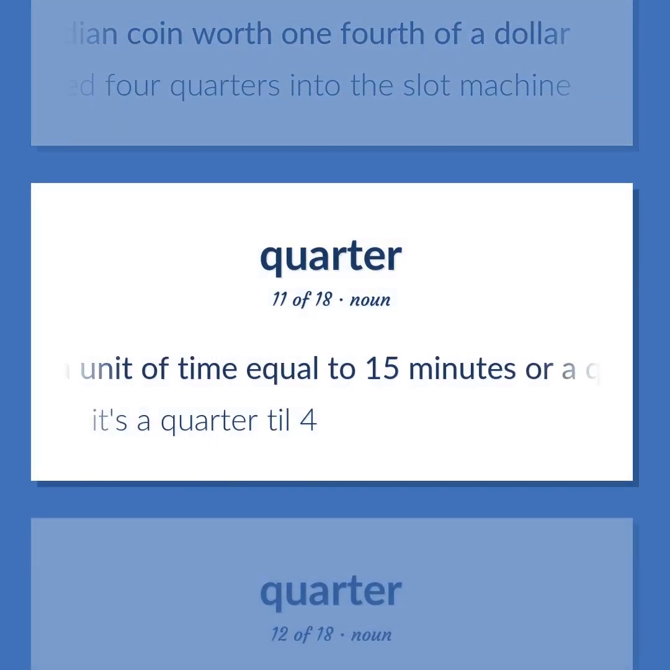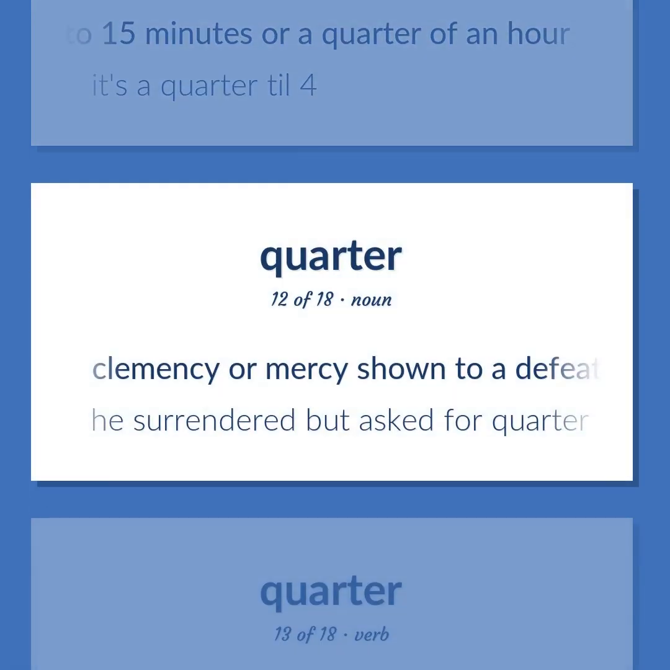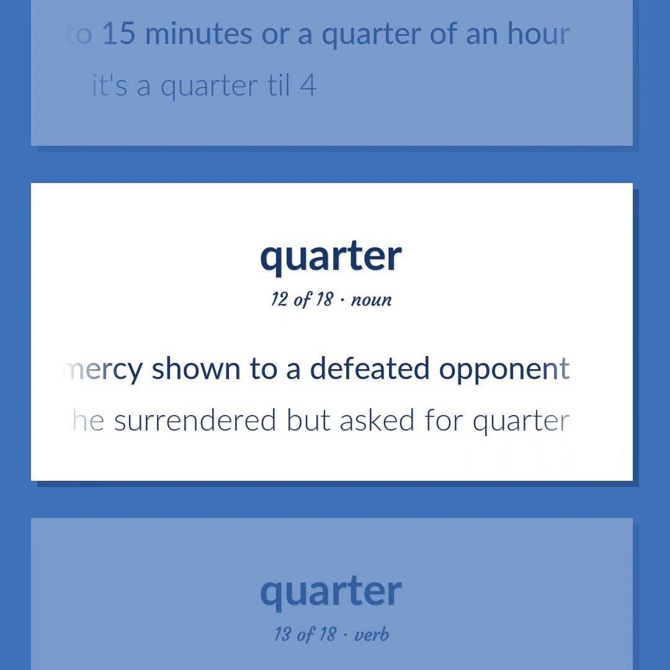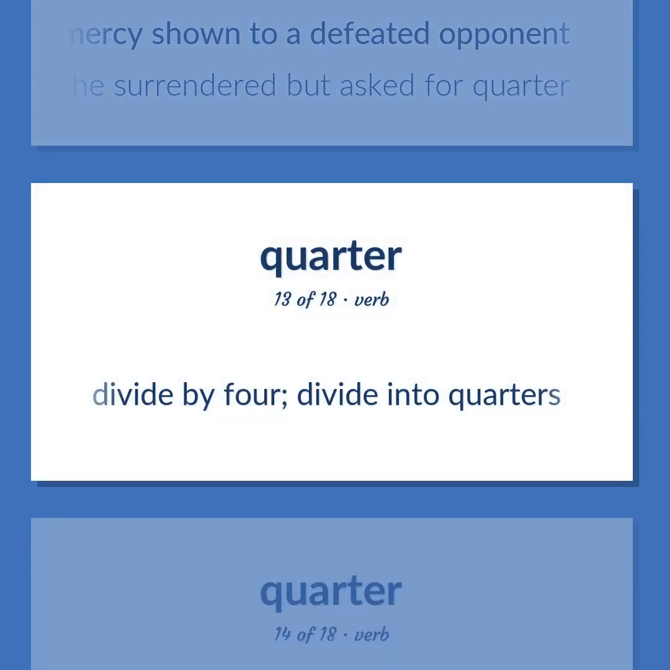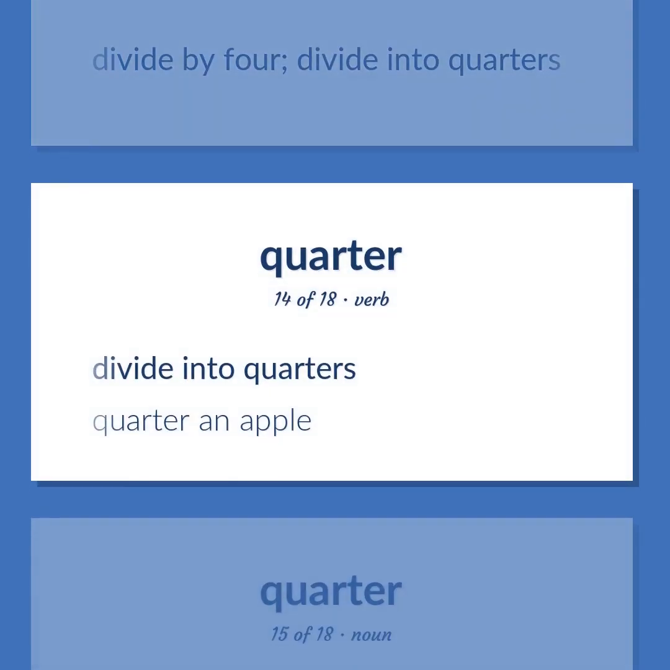A unit of time equal to 15 minutes or a quarter of an hour. It's a quarter till 4. Clemency or mercy shown to a defeated opponent. He surrendered but asked for quarter. Divide by 4. Divide into quarters. Divide into quarters. Quarter an apple.